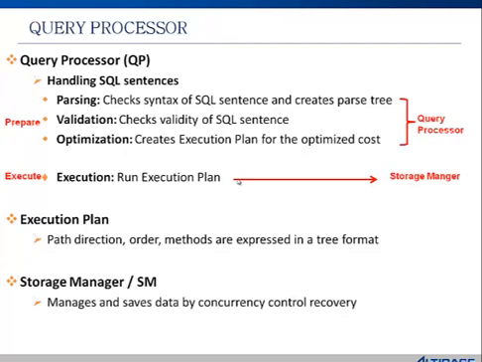Okay, the execution plan is also called a plan tree. It is expressed in a tree format to process the methods in order and the access direction of the query in the most optimized way in the DBMS. The execution plan is used in the execution process as an indicator for the SM. Okay, the storage manager is also one of the main components of the DBMS that manages all the saving and management of data through concurrency control and recovery. So it actually executes the execution plan in the end.